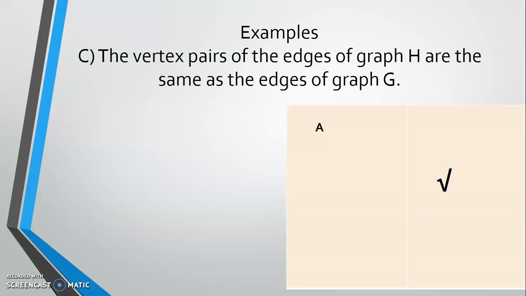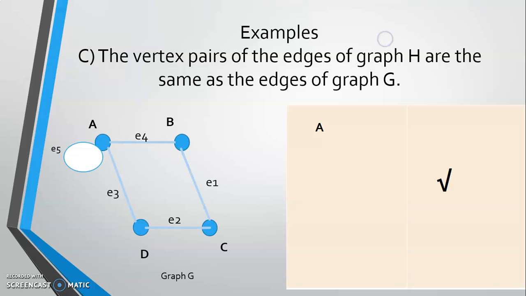Okay, now I show you the example for C. The vertex pair of the edges of graph H are the same as the edges of graph G. So the first example, A, D. We check. This one, E3, yes, H has E3. So the pair is AD, AD. So correct, this is a subgraph.